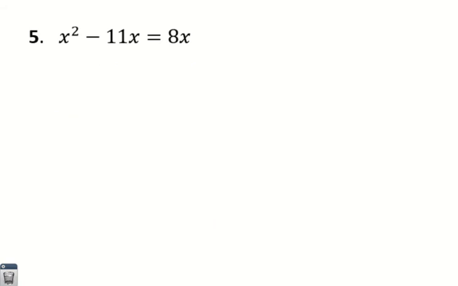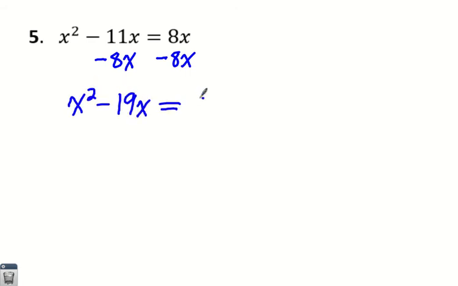Number 5. We are not able to get x by itself. So we will get everything on one side and basically set it equal to 0. And so -11x minus 8x, that's going to be minus 19x. Okay, so those cancel out, and you just have 0 on the one side. And now we go, okay, can we factor? Is there a GCF? That's what you always check for first.